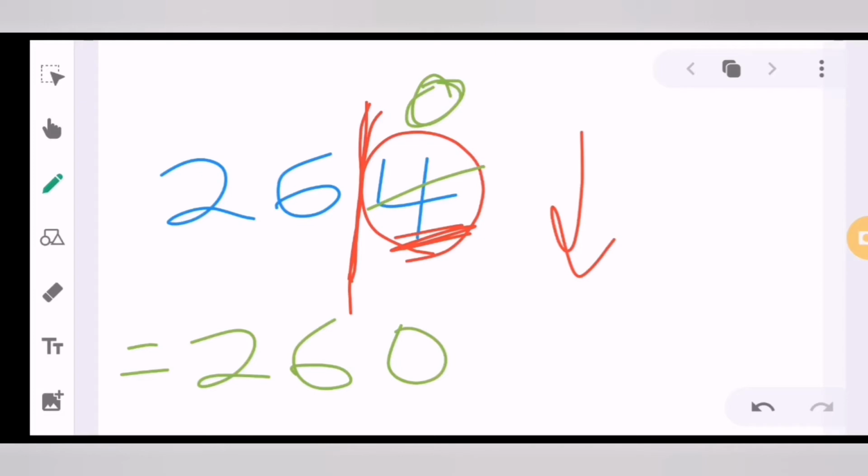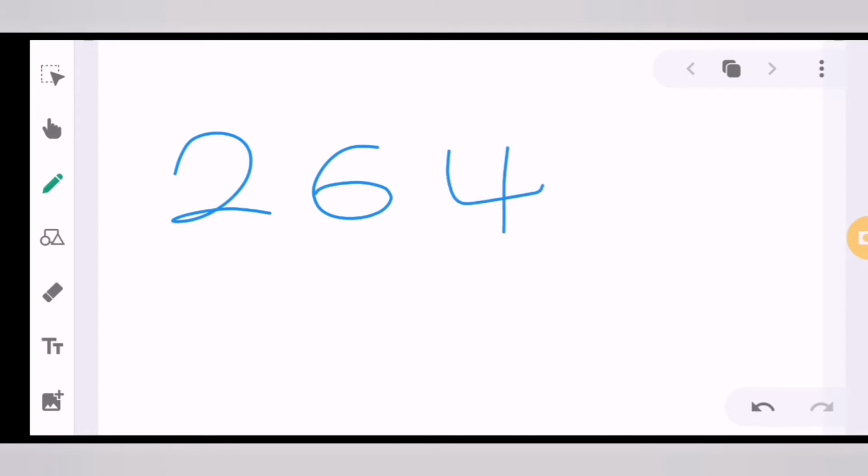Got it? Great. What if we were to round the same number, 264, to the nearest hundreds? We don't want to read the 60s. We don't want to read the fours, the units, and the tens. We want to read only in hundreds.